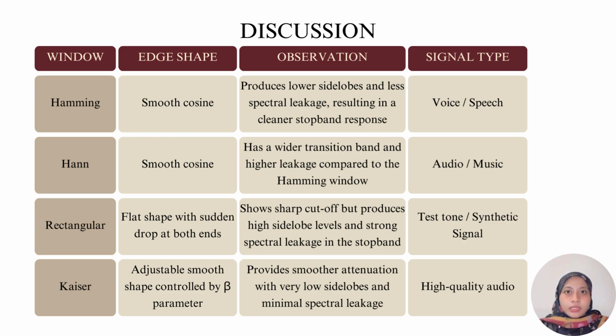Rectangular window has a flat shape with sudden drops at both ends, which gives a sharp cutoff but causes high side lobe levels and strong spectral leakage. It is commonly used for test tones or synthetic signals. And lastly, the Kaiser window has an adjustable smooth shape controlled by the beta parameter, allowing very low side lobes and minimal spectral leakage. It is well suited for high quality audio applications.